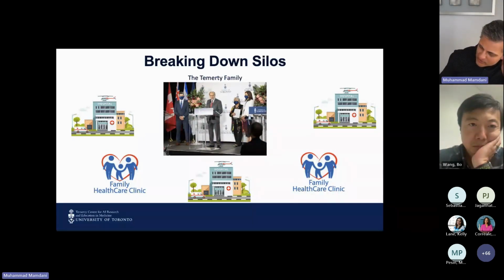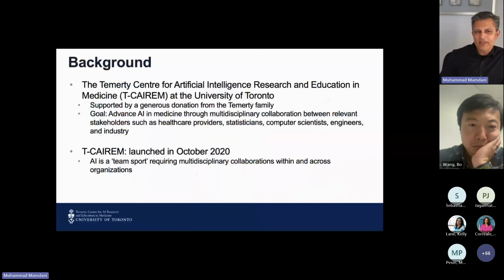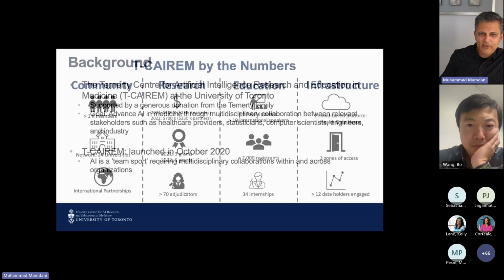We had this really nice donation from the Temerty family to the University of Toronto, where we created the Temerty Center for Artificial Intelligence Research and Education in Medicine, or TCAIREM, at the University of Toronto. The goal really here is to advance AI medicine through a multidisciplinary collaboration between relevant stakeholders, including healthcare providers, statisticians, computer scientists, engineers, and industry. We launched in October of 2020, very much as a team sport center.